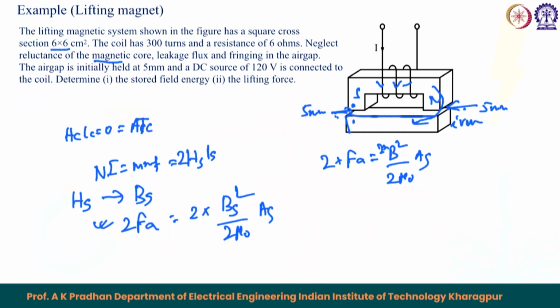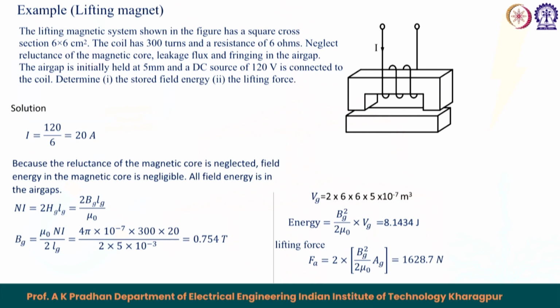So, this gives us 2 Fa, and again the corresponding energy stored in this case becomes equal to the energy stored in these 2 air gaps. So, that becomes equal to B square upon 2 mu naught into the V into the 2, because the energy is stored in both sides of the magnet.